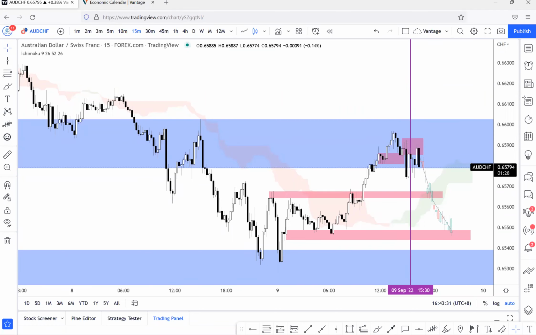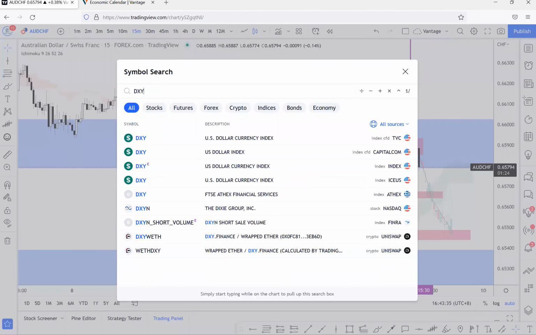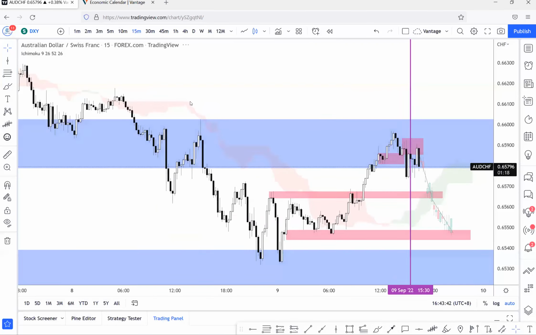Let me take a look at the dollar. I'm so sorry that I missed out on the dollar index. So let's take a look at the dollar index first, since that request came in at the start of the session. So let's take a look at the dollar index before we hop onto Euro-Pound.